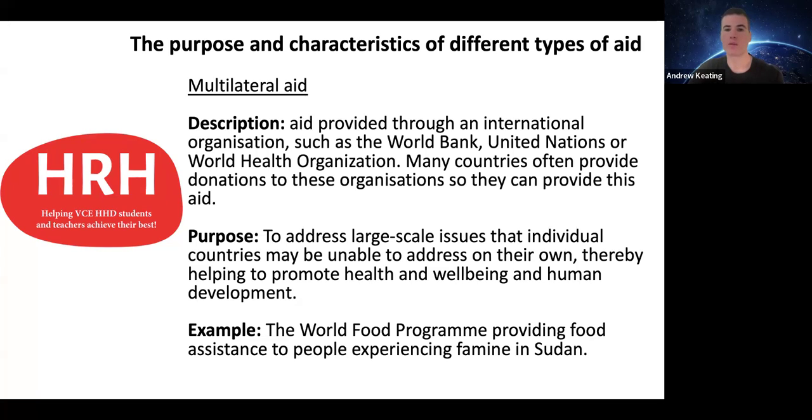An example there is the World Food Programme. You might have heard that there's a lot of conflict in Sudan at the moment, and there are people experiencing famine. So the World Food Programme is providing food assistance to a large number of people experiencing famine in Sudan. It's good to know a couple of those organizations mentioned there in the description, because sometimes that's the giveaway in a case study that it's this type of aid being delivered, when it's one of those large international organizations. So just keep that in mind.